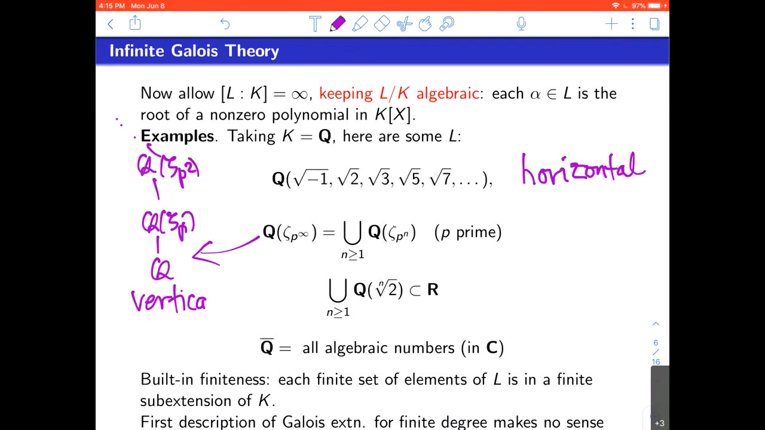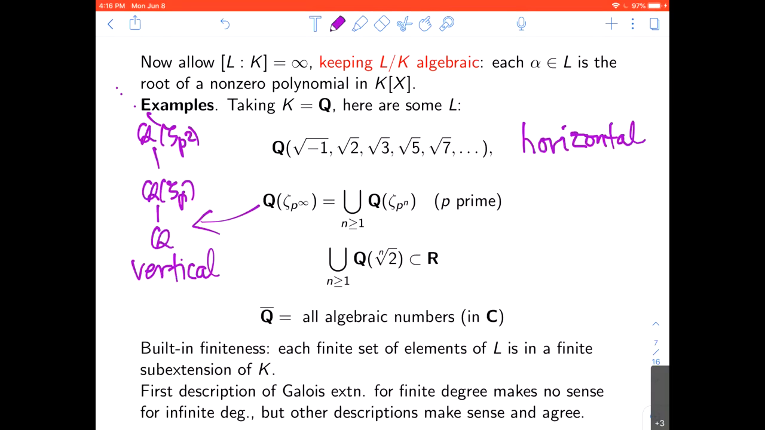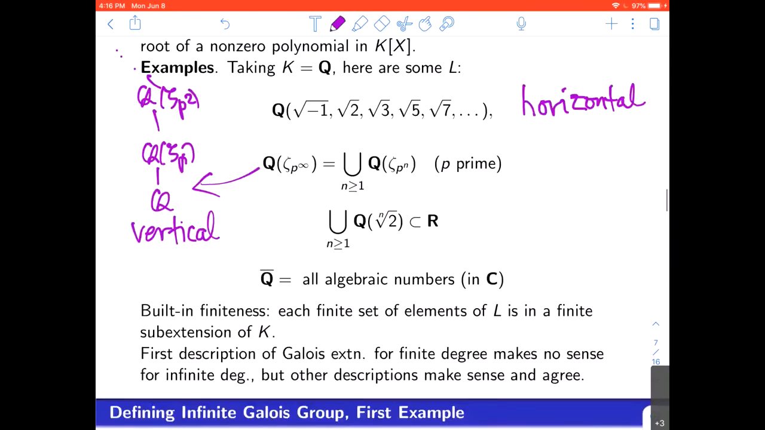And so what we're going to do then is use those properties characterizing finite Galois extensions that don't make a reference to field degree, and that'll be our definition of an infinite degree Galois extension, potentially infinite degree Galois extension.